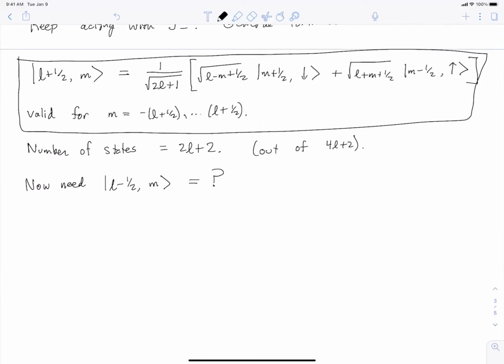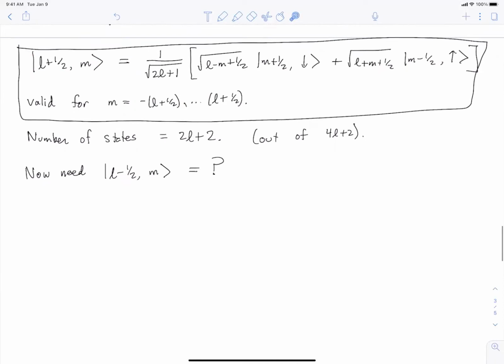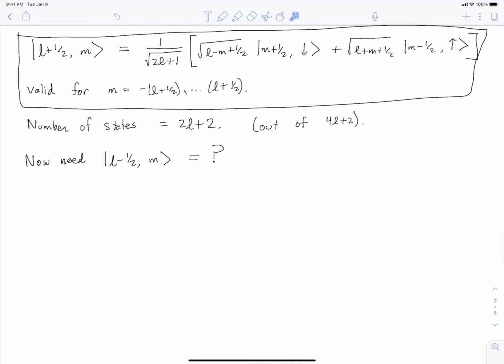So unfortunately, we can't construct those out of the states that we already have here, because anytime we act with a J minus, it's going to change m, but it's not going to change the total J quantum number. So we can never get an L minus 1/2 out of an L plus 1/2 state by acting with J minus. It just won't work. And so we need another trick. And so the trick that we're going to do is to write down the most general thing it could possibly be, and then solve for the coefficients.